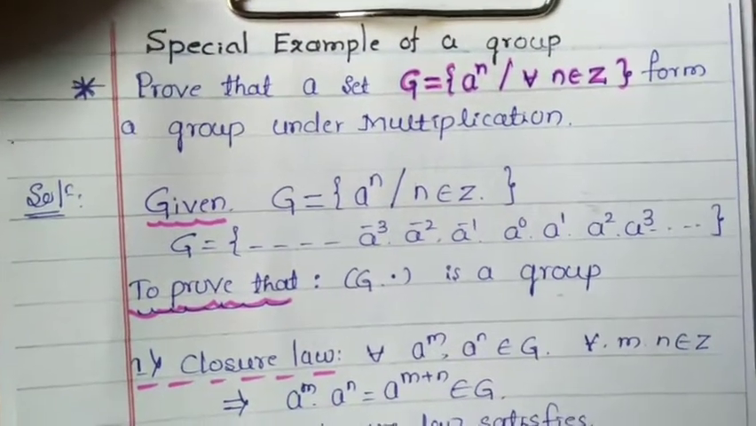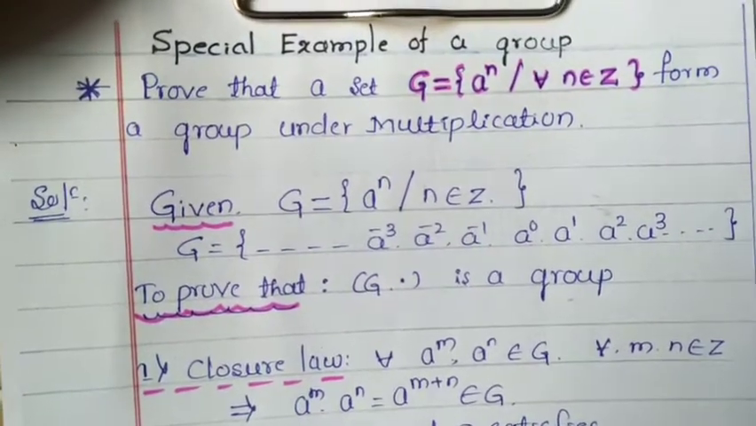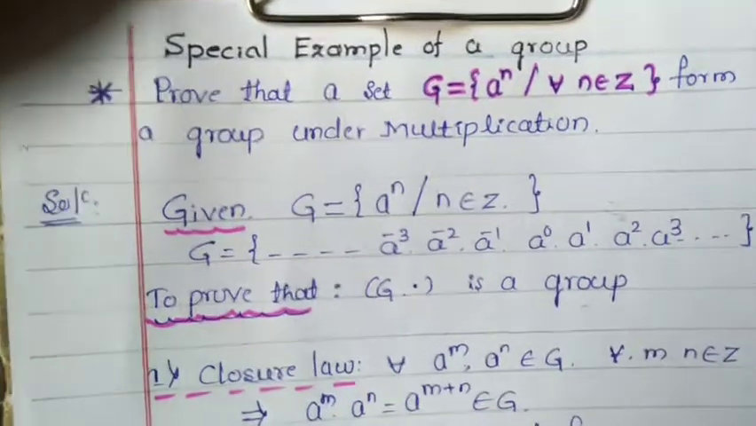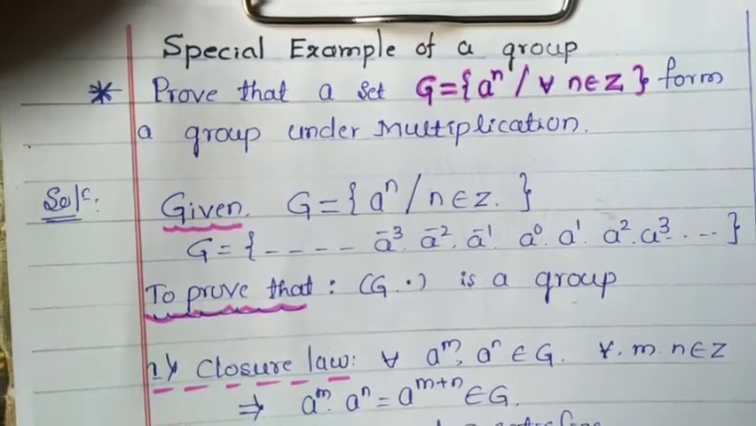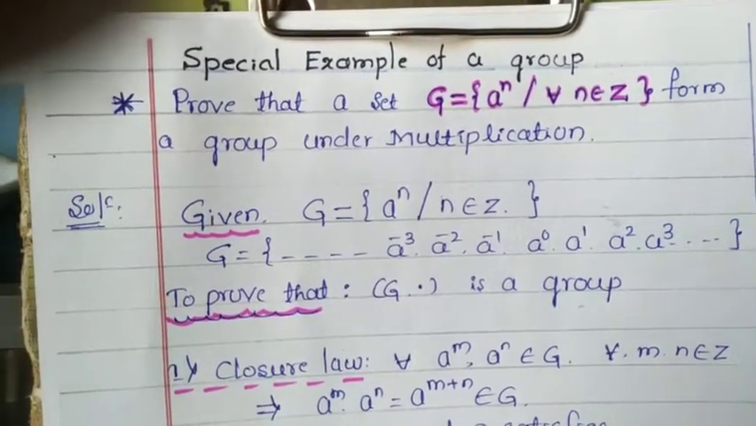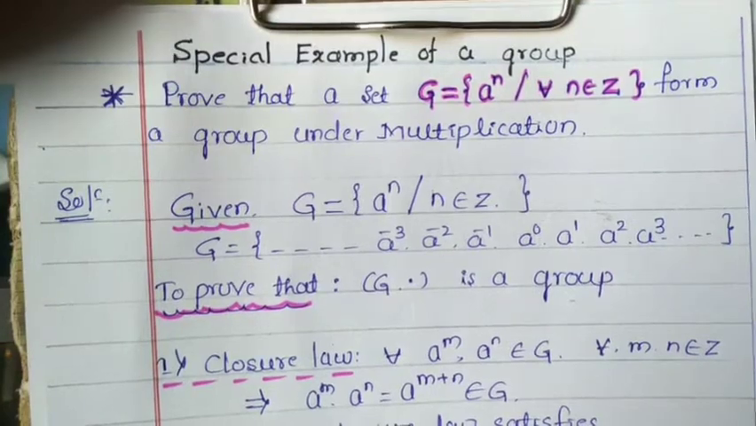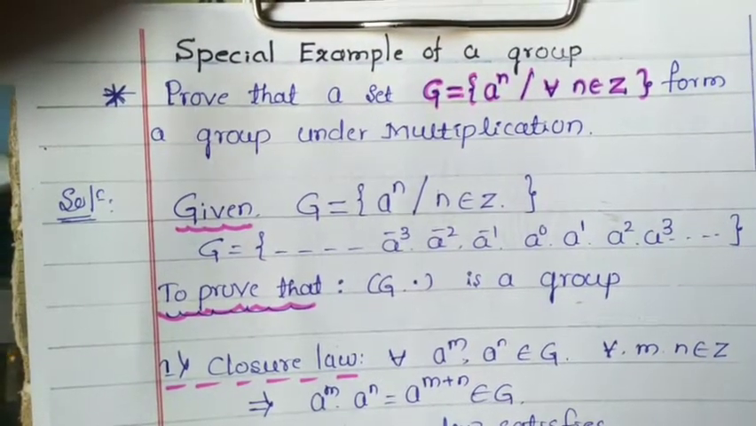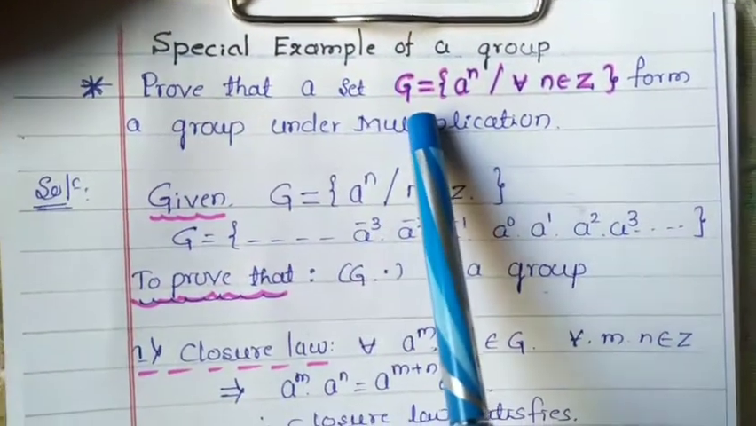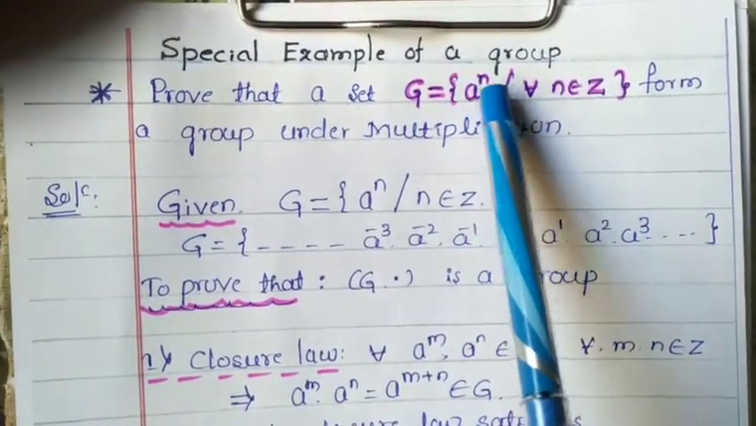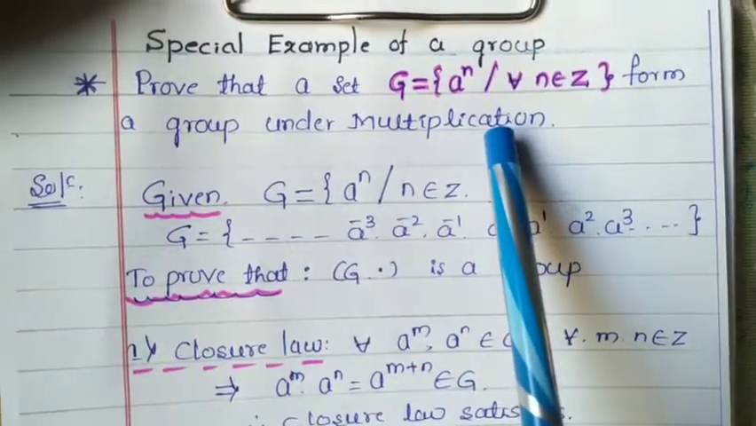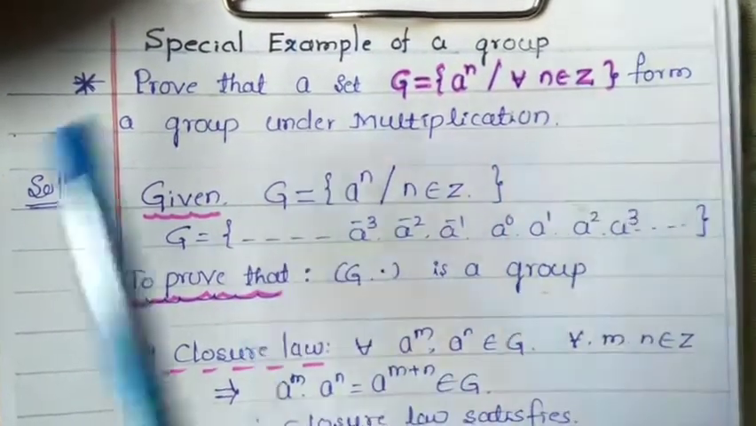A group means a non-empty set G with the operation star that satisfies four conditions: the closure law, the associative law, the existence of the identity element in the identity law, and the existence of the inverse element in the inverse law. Keep in mind the definition of a group, and take this example: prove that a set G equal to a raised to n, for every n belonging to Z, forms a group under multiplication, where Z is the set of integers.